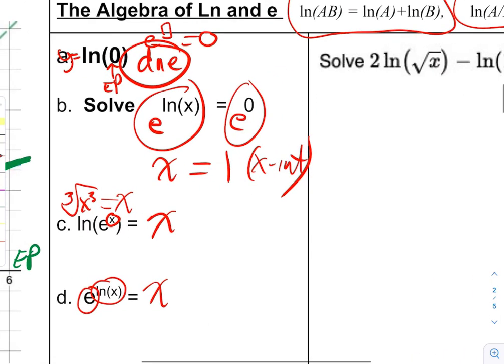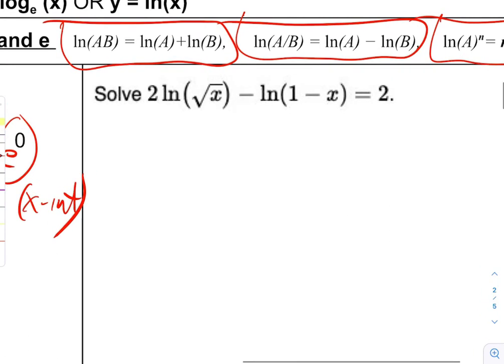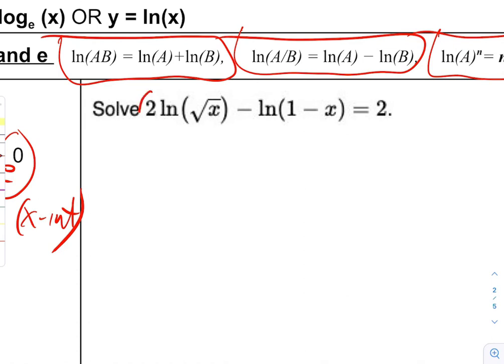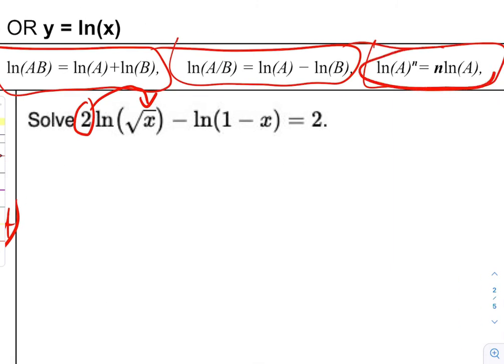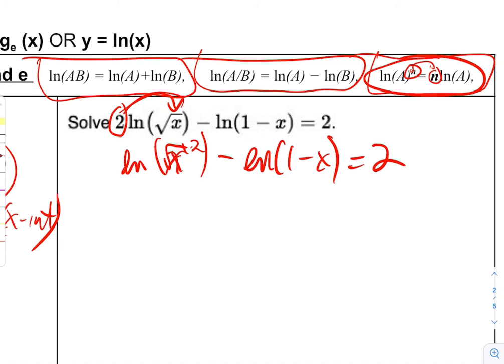All right, so let's combine what we've just learned about ln with simplifying. What we're going to do now is solve this logarithmic equation, and we're going to use our log rules. If you remember, when I'm solving a logarithmic equation, whenever possible, I want coefficients represented as exponents. So remember the power of a log rule. When there's a number out front, it originally could have been the exponent. So I can write this as ln of root x, and then I can put the exponent of 2 on that. So root x squared minus ln of 1 minus x equals 2.